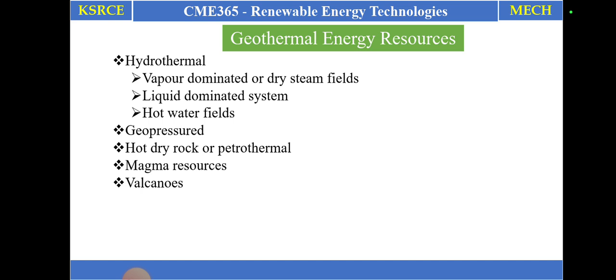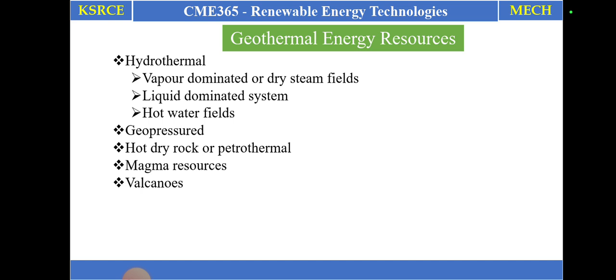Next one is the hot dry rock or petrothermal. These resources consist of high temperature rocks ranging from 90 degrees Celsius to 650 degrees Celsius. The rocks can be fractured and water may be circulated through the rock to extract thermal energy. It is similar to the normal geothermal gradient, but the gradient is 40 degrees Celsius per kilometer dug underground.